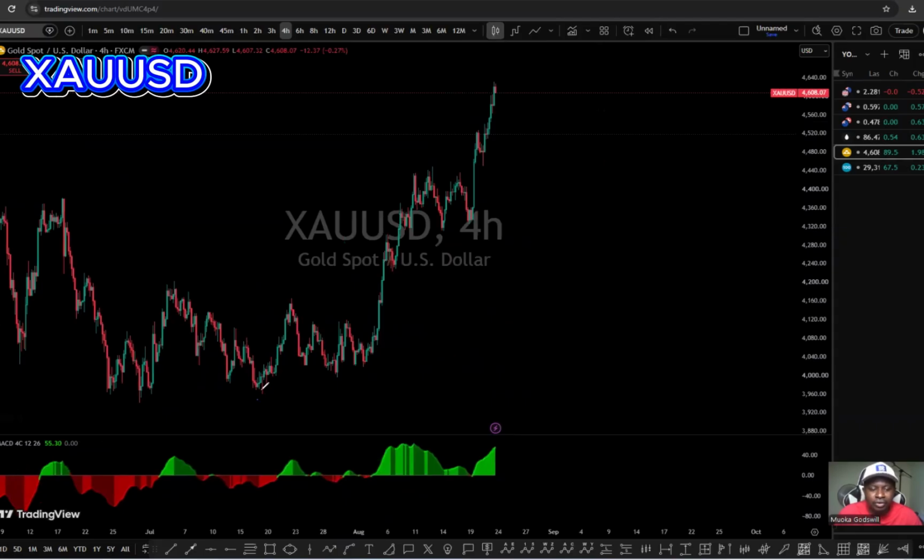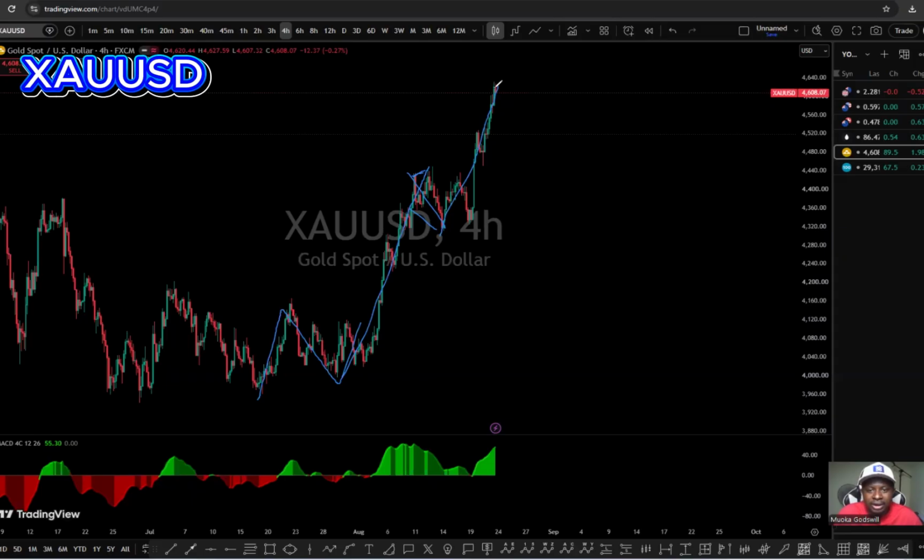So for gold here, we have gotten impulse, a corrective structure, an impulsive structure here. Now we have also gotten a corrective structure here, give us an expansion, and now we are pushing to the upside. So what are we anticipating on gold?